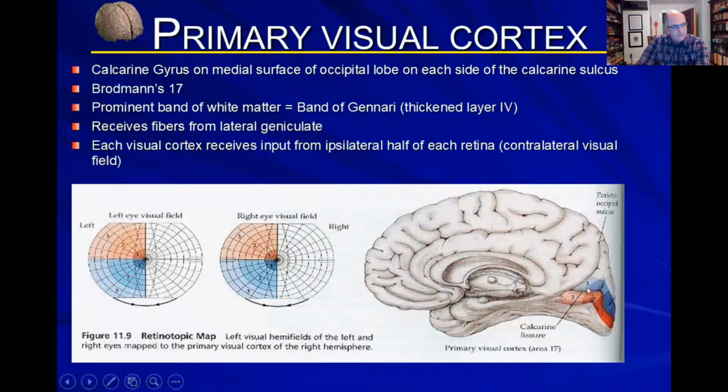And then remember that it represents the contralateral visual field. So this is the right hemisphere, and this is showing the left visual field for those.